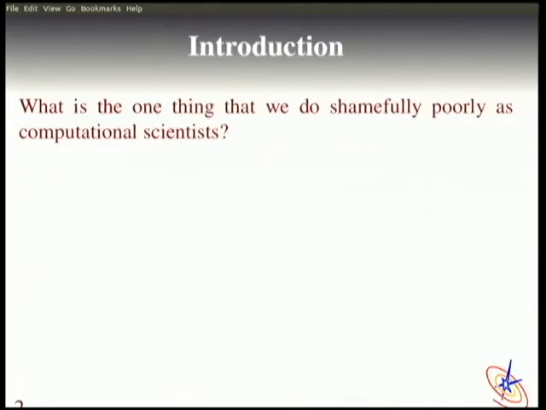So what's the one thing that we as computational scientists do pretty poorly, I would argue? Anyone? I mean, you got it from the title, right? So it's reproducibility.